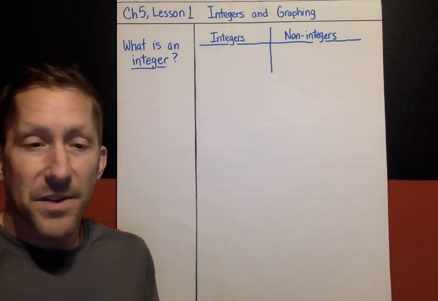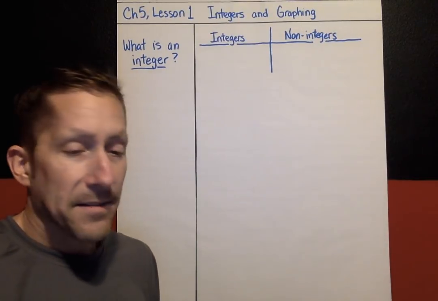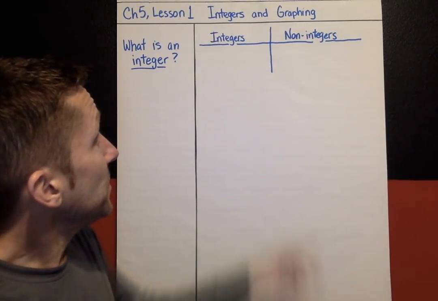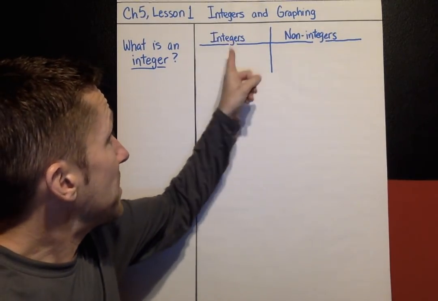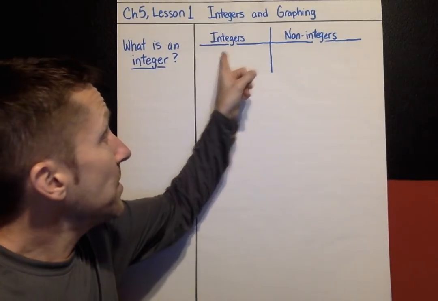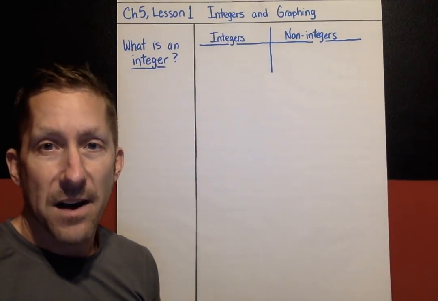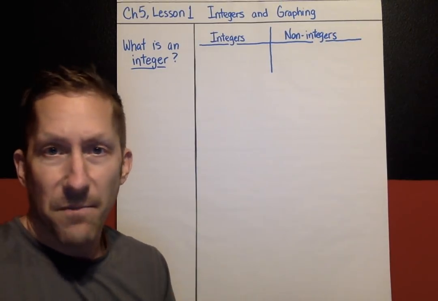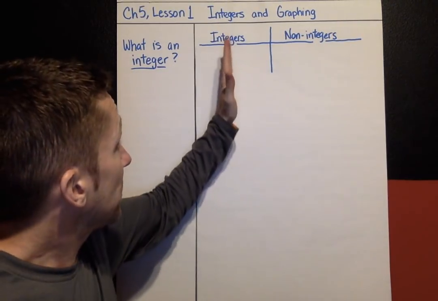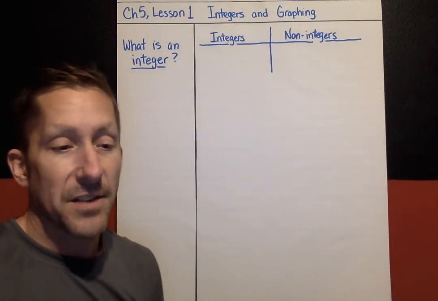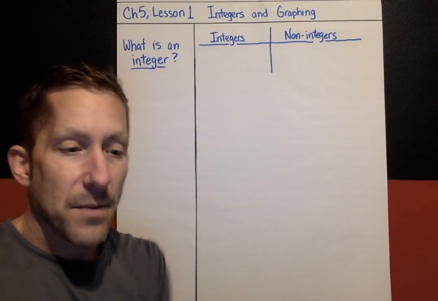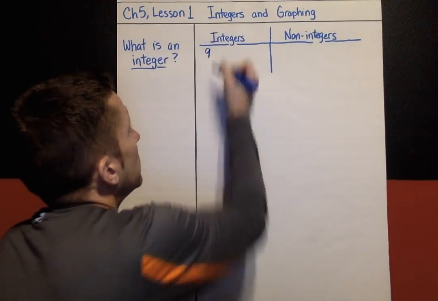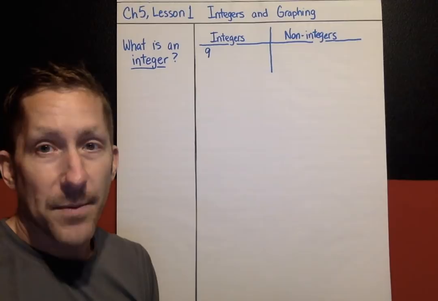And what I'm going to do is ask a virtual class to give me a number, and I will write it down, either as an example of an integer or as an example of a non-integer. So let's get started. When I call on you, just give me a number, and I'm going to put it on either the integer side or the non-integer side. So Erilyn, give me a number. 9. I'm going to write that over here. 9 is an example of an integer.